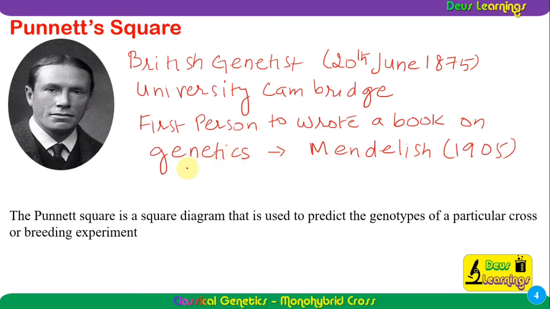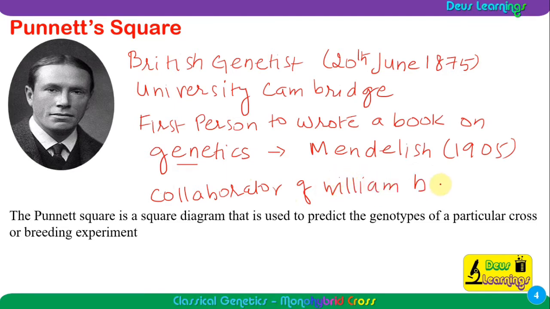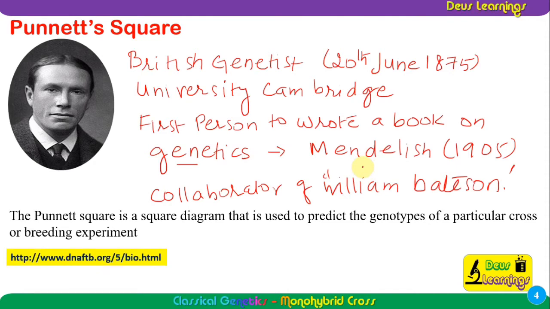And do you remember the person who coined the term genetics? Yeah, he was William Bateson, right? Punnett was a collaborator, a friend, or a co-worker of William Bateson. Right, that's interesting about Punnett. Okay, now go to the next topic. If you want to know more about Punnett, I have put a link here. You can go and check. You will get the whole biography of Reginald Punnett.